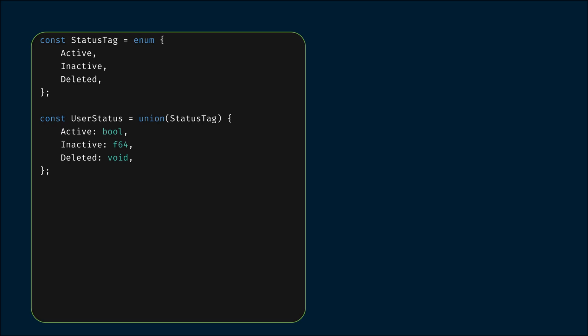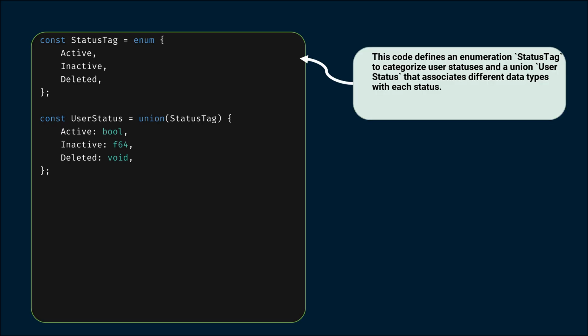Now let's see how we can implement a union that utilizes an enum tag to manage multiple user statuses efficiently. In this code, we start by defining a status tag enum that describes three potential states for a user profile: active, inactive, and deleted. This enum serves as a clear identifier for the state of the union, enhancing code readability. Next, we create the user status union, which leverages the status tag enum as its tag.